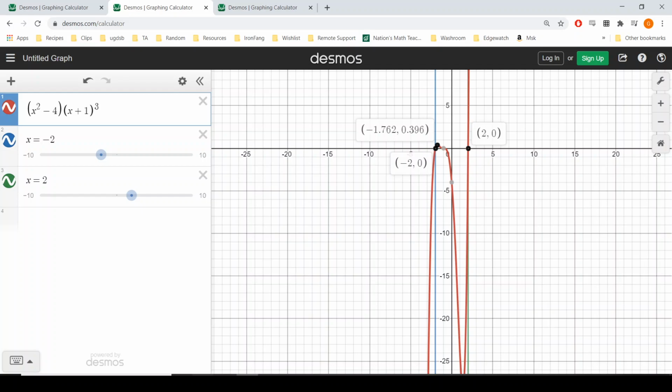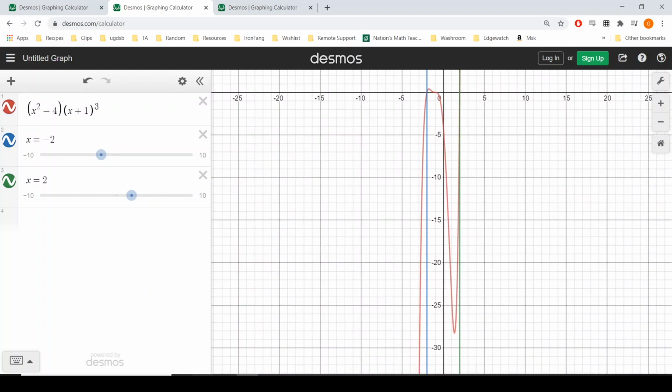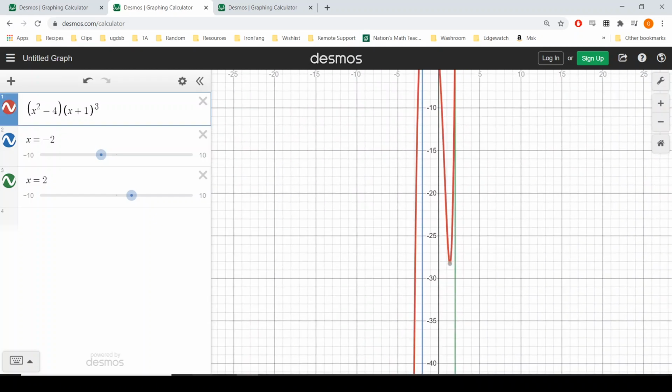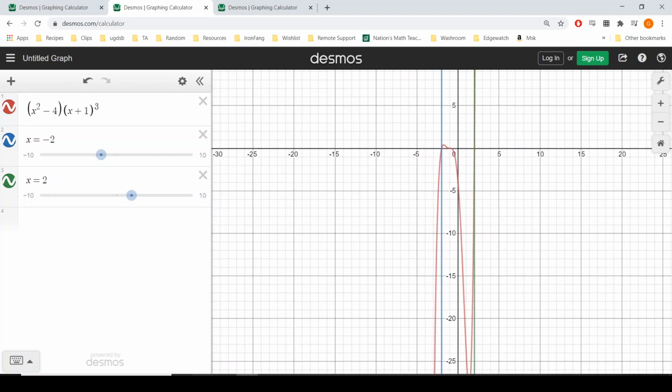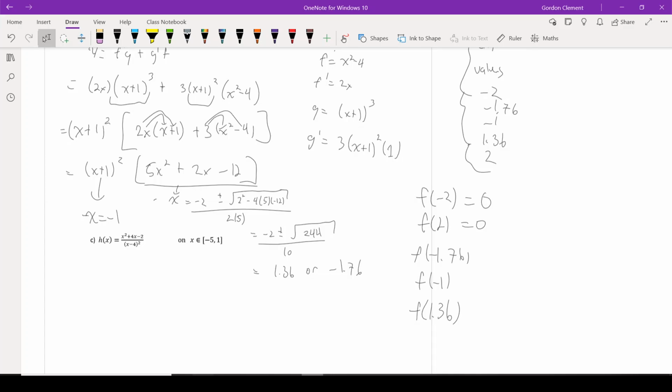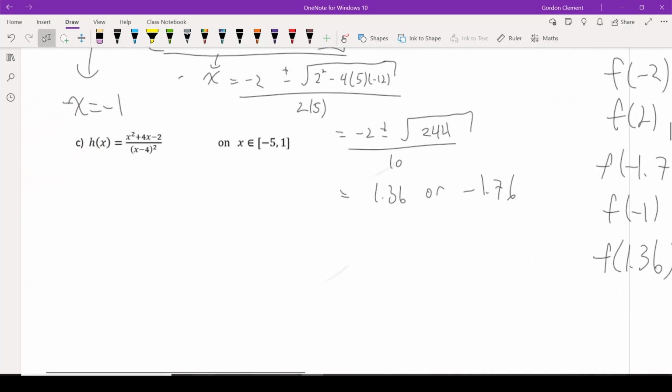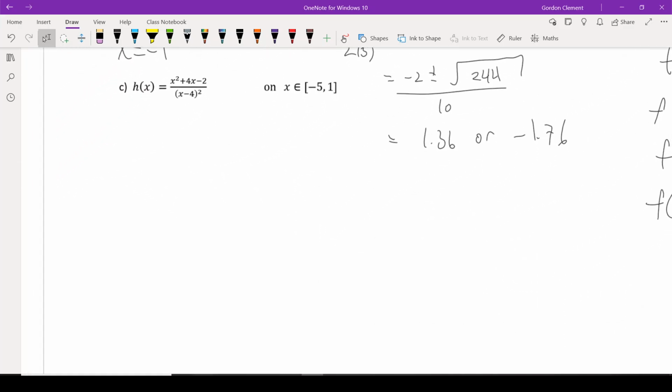That looks like the max to me. We get 0 at negative 1. I think that was our other one. And we get negative 28.2. So that looks like negative 28.3 when you round. So that looks like the min at 1.36, and it looks like the max at negative 1.76 should be your final answer there. So hopefully you have that written out already. I'm just going to jump to the next one.